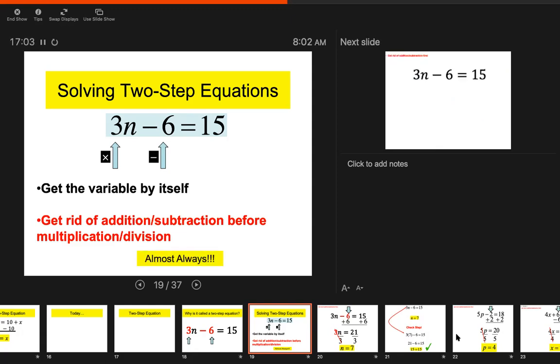Almost always. Next year you will see the one time. It's only one time. It only happens very infrequently. You actually might want to get rid of the division first. We'll see it next year.